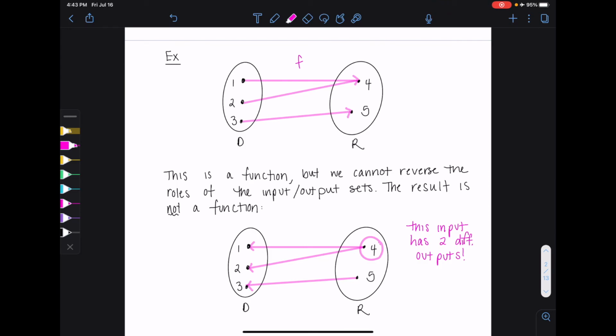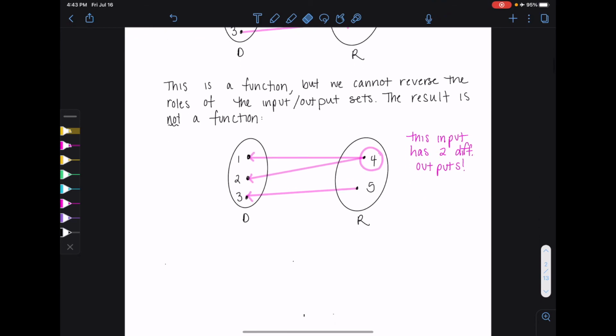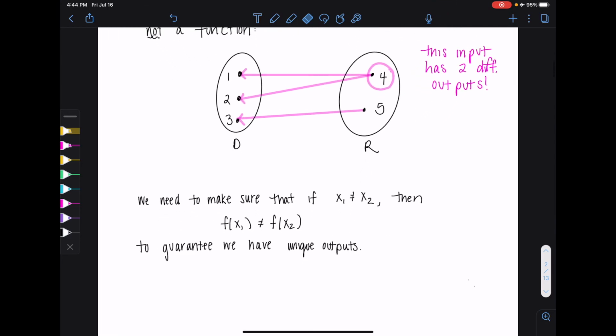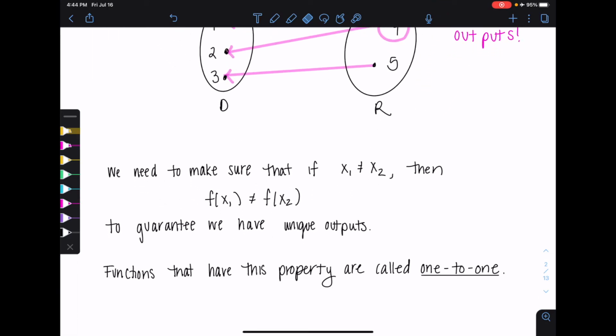So what we need to happen is we need to guarantee our y's don't repeat. Remember, to classify a function, your x's couldn't repeat. To classify something that has an inverse, not only do the x's not have to repeat, but your y values can't either. So we need to guarantee we have unique y values for every input. Ultimately, we need to make sure that if x1 and x2 are different, so different x values, then the y values are also different to guarantee we have those unique outputs. You may remember this property. These are called one-to-one functions.